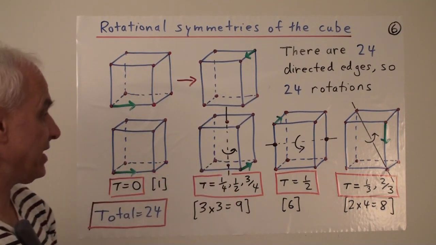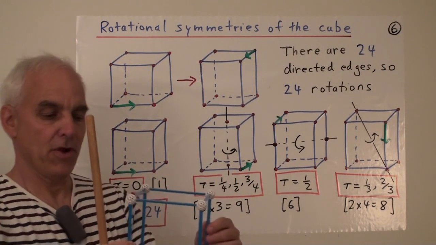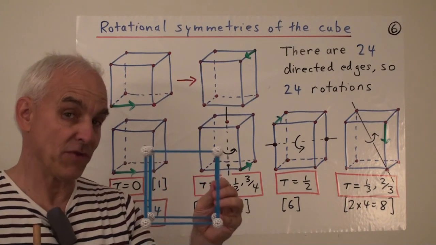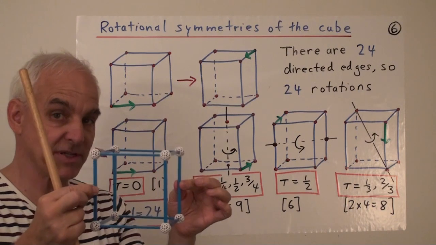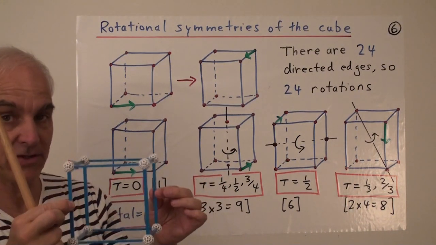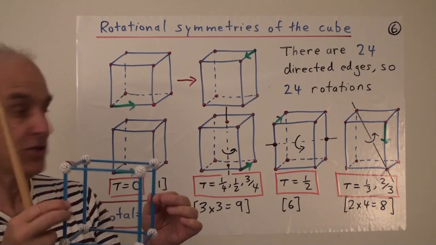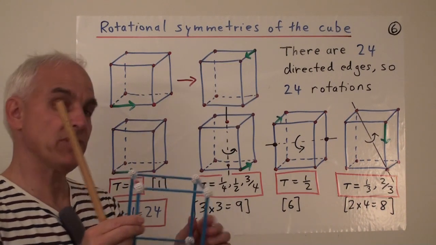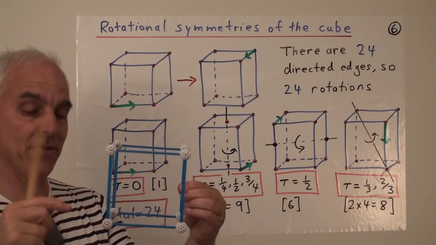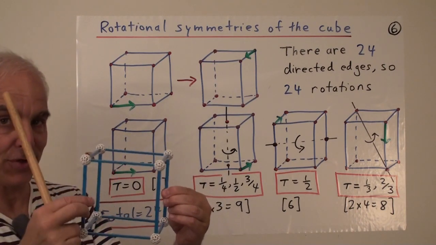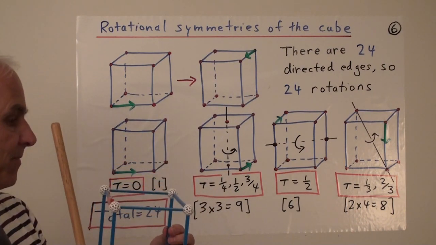How many such axes are there? Well, there are altogether 12 edges of the cube, and so if we're interested in pairs of opposite edges, there are 6 such pairs. So there's going to be 6 such rotations, because each one of those pairs of opposite edges is going to determine an axis, and then there's going to be exactly one rotation corresponding to that axis.